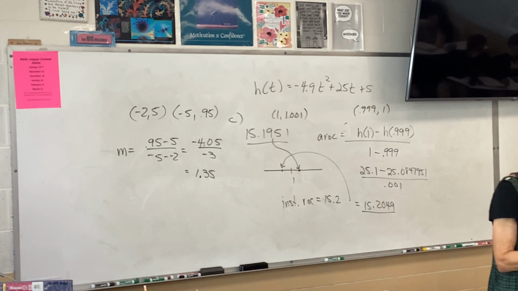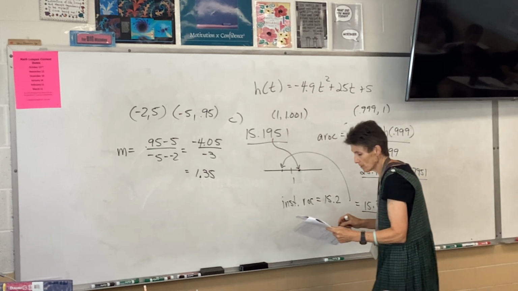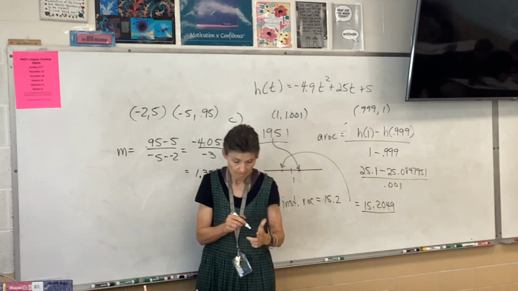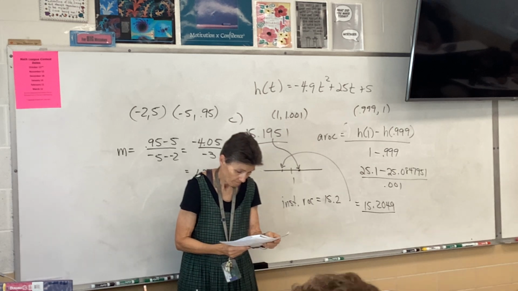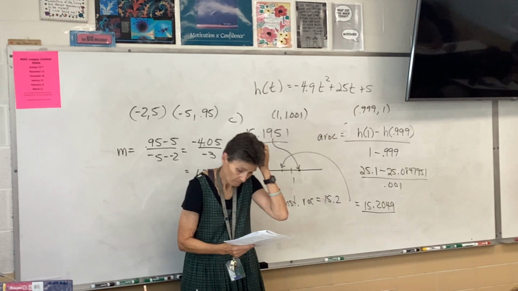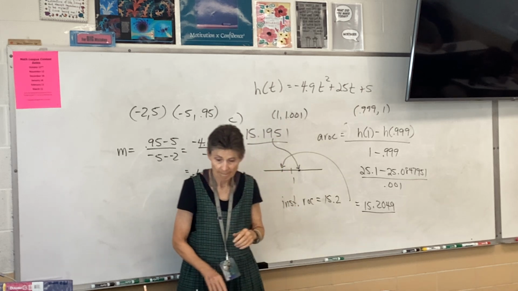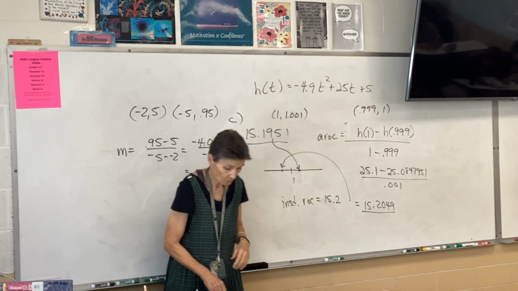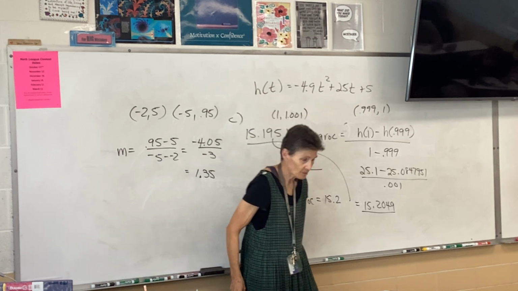All right, example 10, you and your partner circle the right answers. F, G, and H. You and your partner. Let's go, right? Circle the right answers for the graphs of F and G and H.